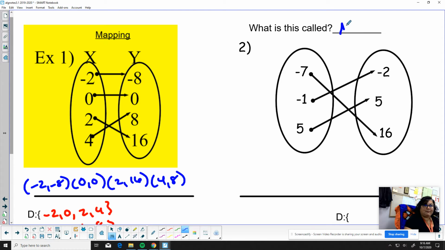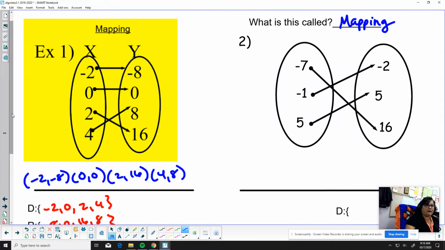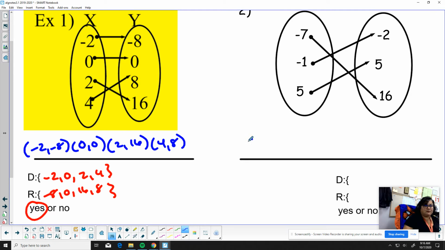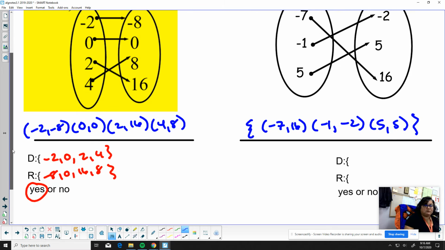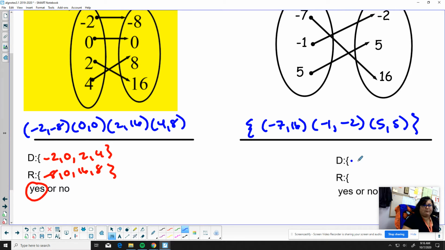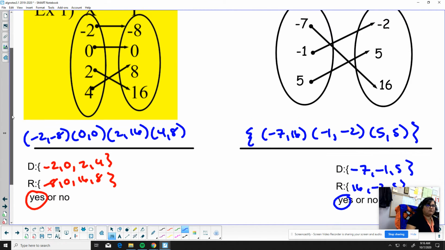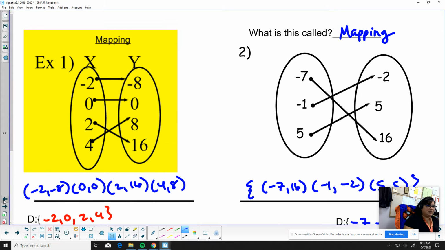Okay, so this is called a mapping. It's new vocabulary. It's another way of displaying points. So my set would be (-7, 16), (-1, -2), and (5, 5). Okay, so there's only 3 points because there's only 3 arrows. The domain would be -7, -1, and 5, and the range would be 16, -2, and 5. And yes, it's a function because all the x's are different. So I hope you got that right. Good job.